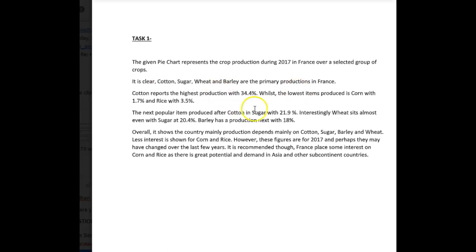You didn't need to start a new sentence here. It should have been one sentence. Whilst the lowest items produced, no, the lowest items produced are corn with 1.7 and rice with 3.5. The next popular item produced after cotton is, careful, sugar with 21.9. Interestingly, comma, wheat sits almost even with sugar at 20.4. Barley has a production next with 18%.